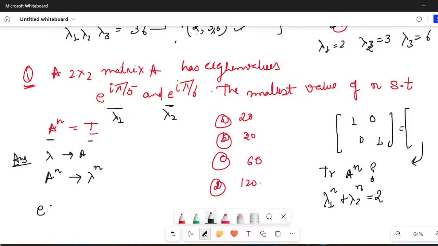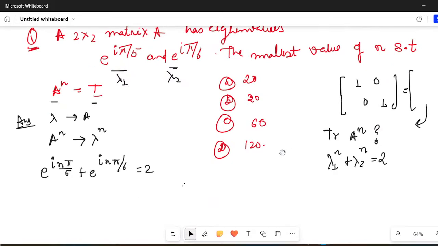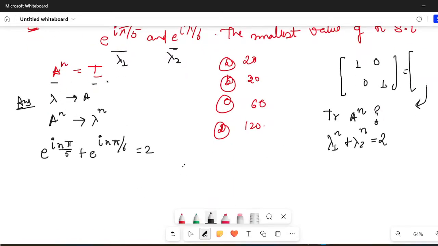So it yields that e raised to power iota n pi upon 5 plus e raised to power iota n pi upon 6 should be equal to 2. This is one thing. The second thing is that if I take a determinant on both sides, it will give me that determinant of A raised to power n should be equal to 1. This is what it means.